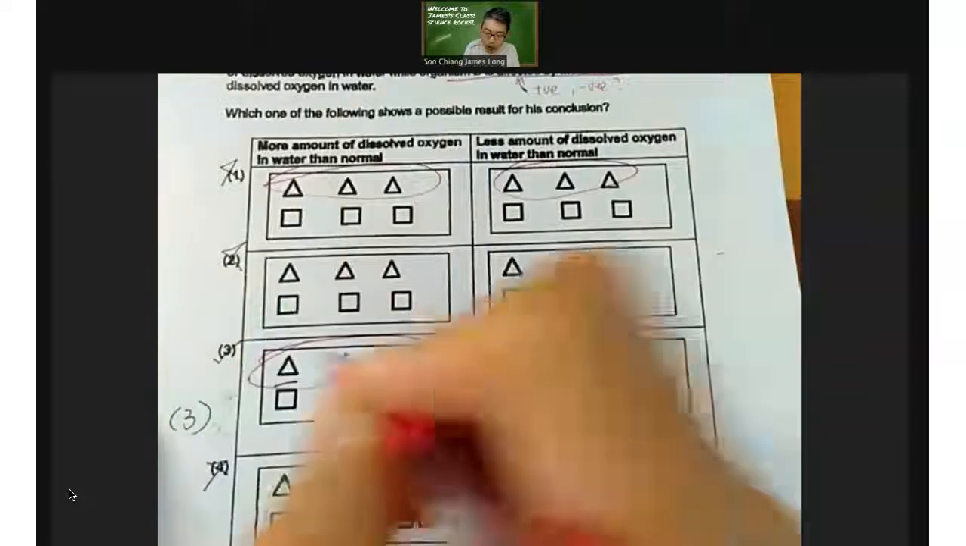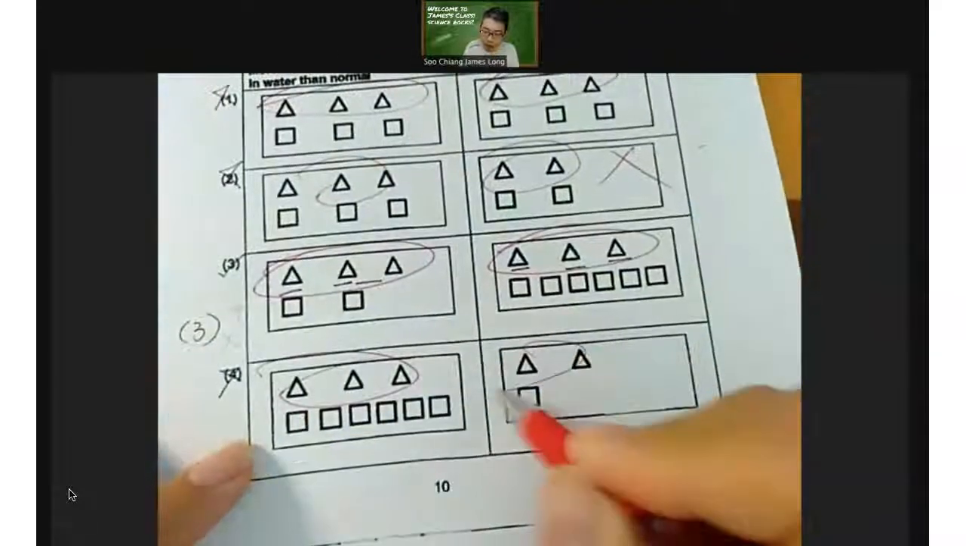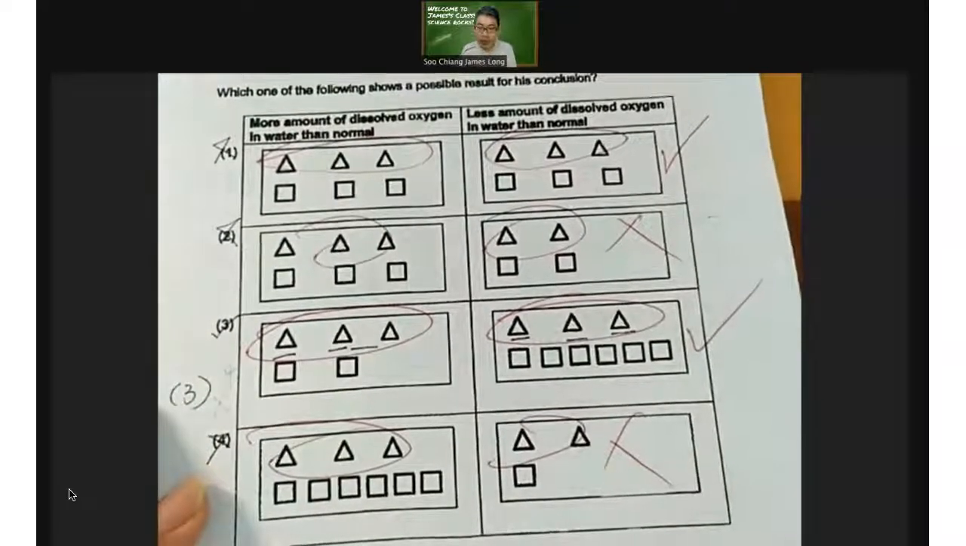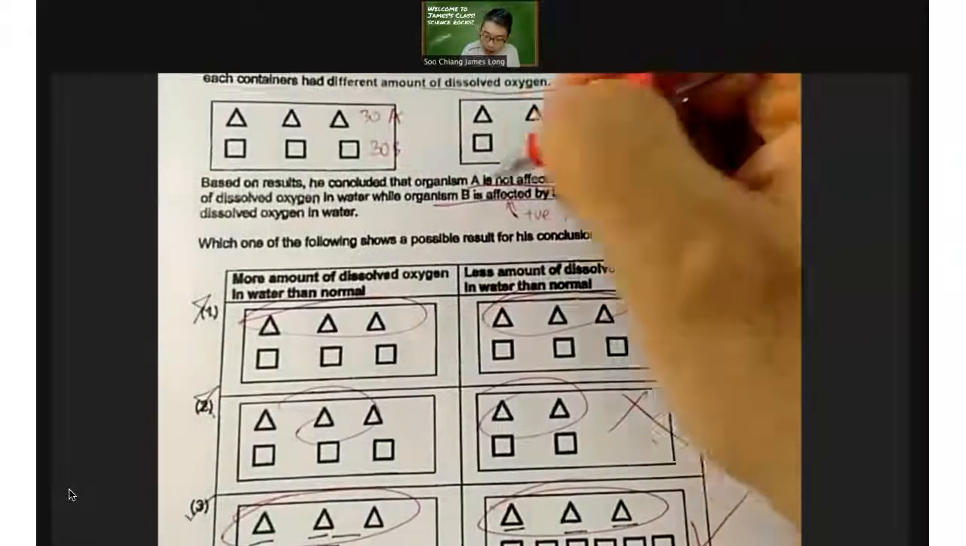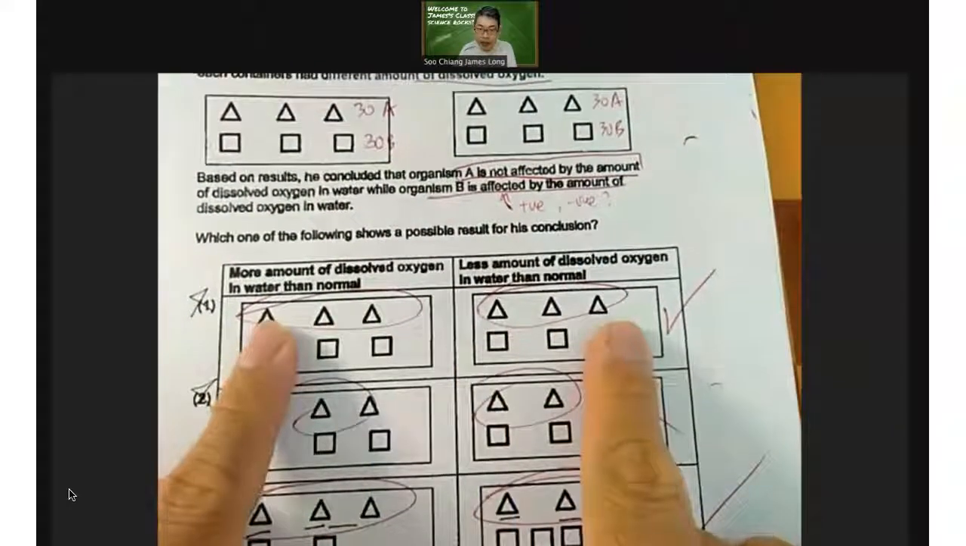This one, no change, is a possible answer. This one, change, so cannot be. This one, change, so cannot be. So far, I have either 1 or 3 as possible answers. Looking at this statement, A is not affected by the amount of oxygen, so the same number of A.